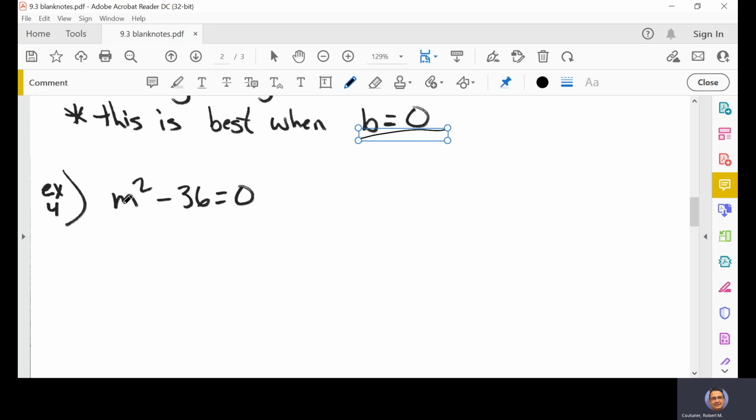Okay, look, we need to solve for m. M is trapped in the square. So we need to move this 36 to the other side. Right out of chapter, solve by adding 36 to both sides, the addition property of equality.